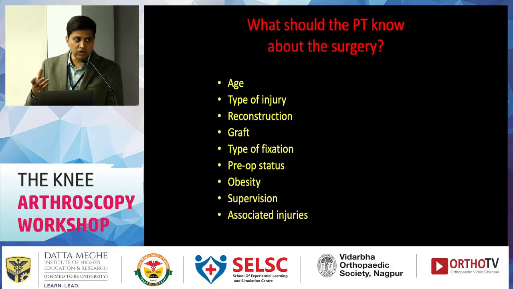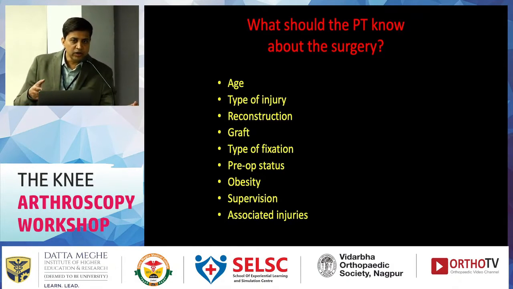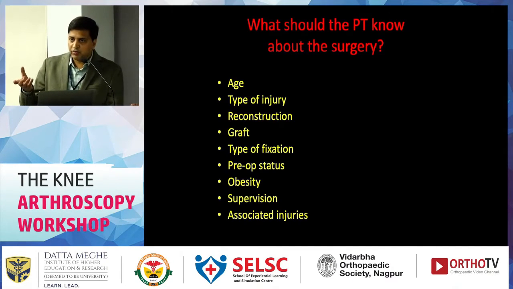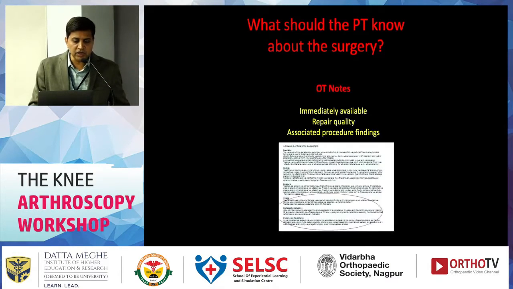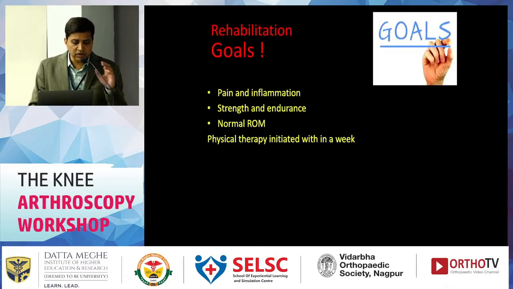Physiotherapists should always know what kind of surgery we have done, because in routine trauma and joint cases you go for the x-rays properly where they can see, but in arthroscopic cases they don't have any idea what has gone on inside. So they should understand what kind of injury it was, what reconstruction, which graft was used, the patient's pre-op education, their supervision, and the associated injuries. It is very essential for them to take the OT notes, which are readily available, and go through how much repair quality the surgeon was able to achieve.